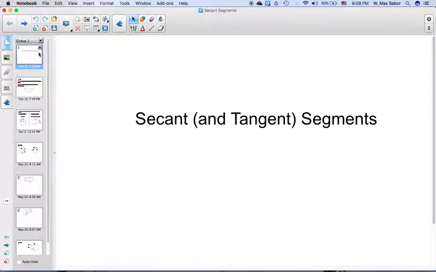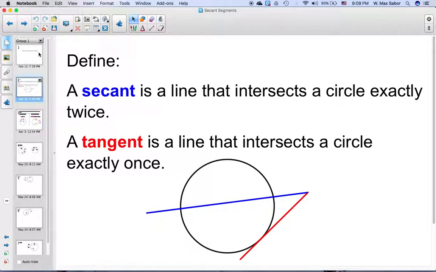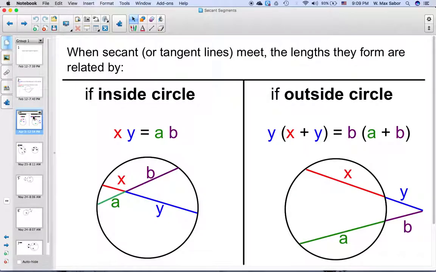Secant and tangent segments. A secant, once again, is a line that intersects a circle exactly twice, like that blue line. And a tangent is a line that intersects a circle exactly once, like the red line. When secant or tangent lines meet inside the circle, we multiply together things on the same line, like x and y are on the same line, and a and b are on the same line. We'll multiply together the two lengths on the same line.